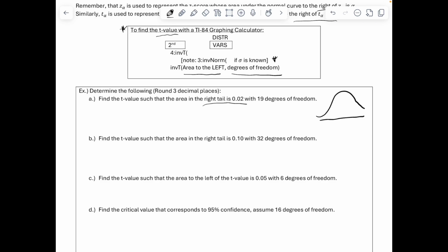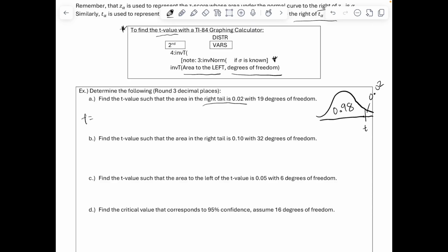Remember, your t distribution is very similar to your standard normal distribution. However, it is a little bit wider. And so I'm going to put a t-value here. If you notice, that right tail is going to be really small. So I'm going to put a line over here. This is 0.02. I'm going to call my value down here t. That means the area total under the curve is 1, so that area to the left of t is going to be 0.98.